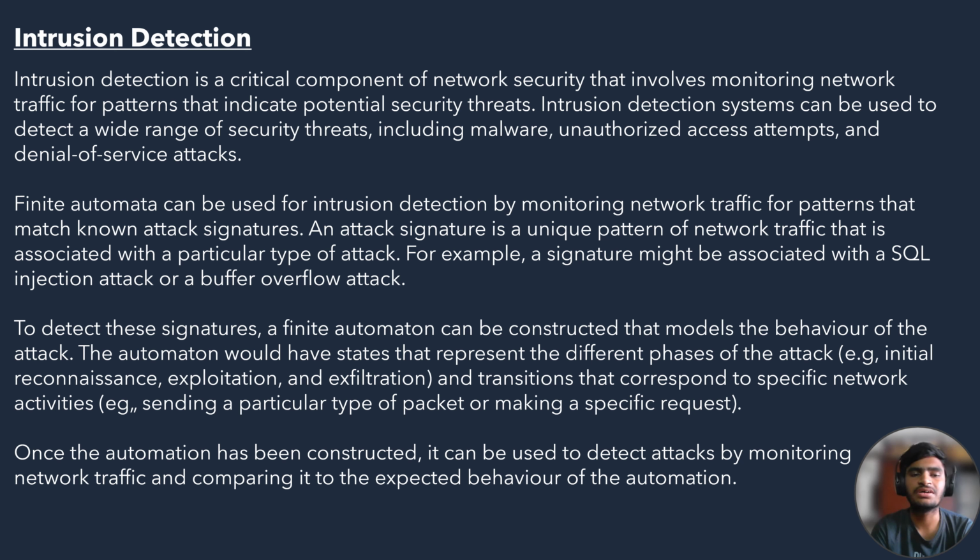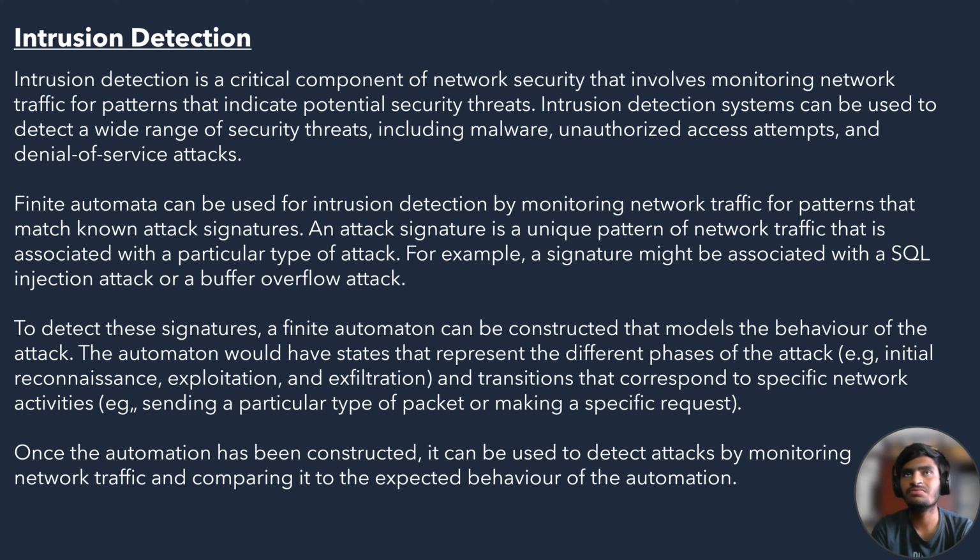Finite state automata can be used for intrusion detection by monitoring traffic for patterns that match known attack signatures. An attack signature is a unique pattern of network traffic that is associated with a particular type of attack. For example, a signature may be associated with a SQL injection attack or a buffer overflow attack. To detect these signatures, a finite state automaton can be constructed that models the behavior of the attack.